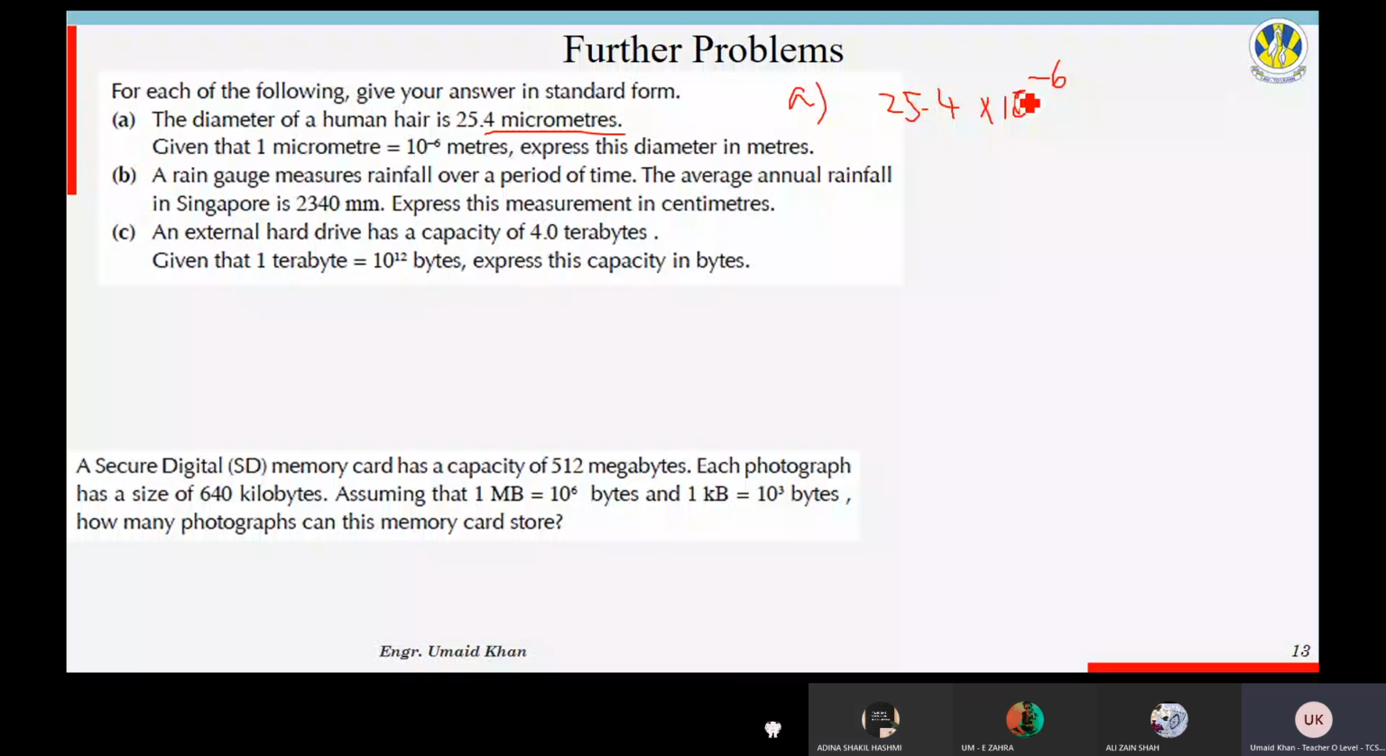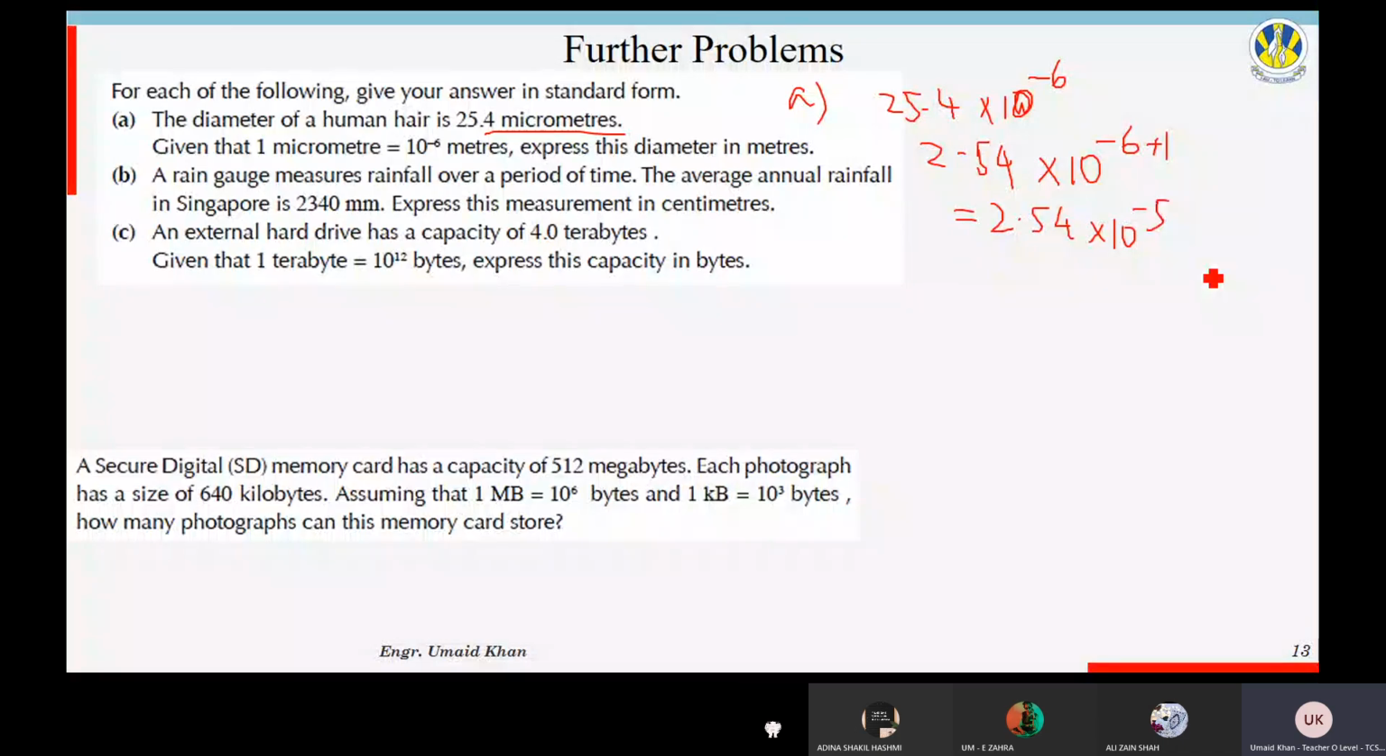So you have to move the decimal one place to the left. So it should be 2.54 into 10 raised power. Now you are moving to the left, so will the power of 10 be increased or decreased? It will be increased. So it will be minus 6 plus 1. Remember this. You are adding to the power of 10 since the decimal is moving to the left. So what will be the final value? It will be 2.54 into 10 raised power minus 5.